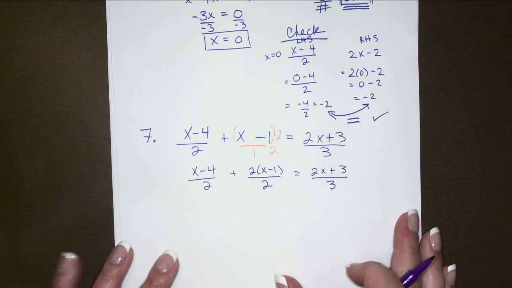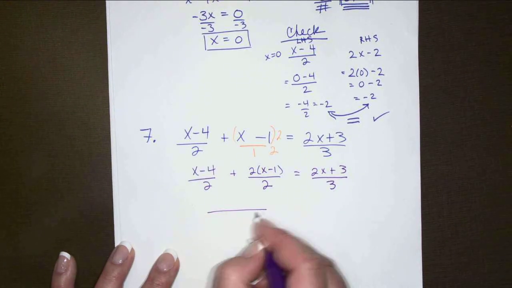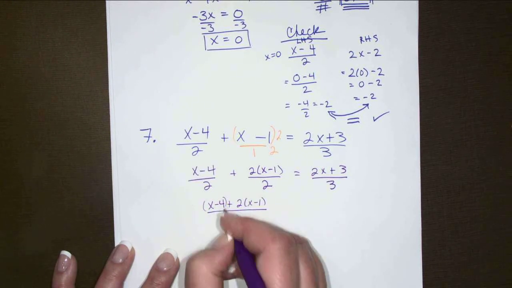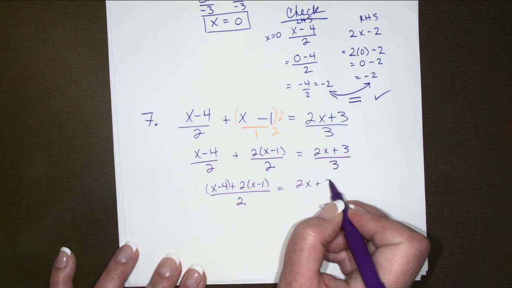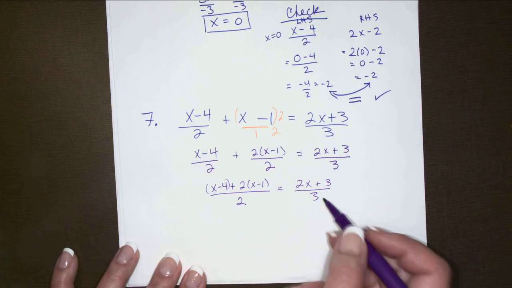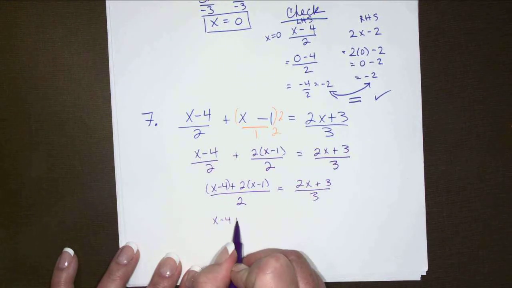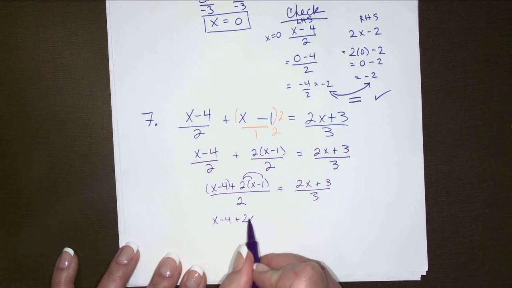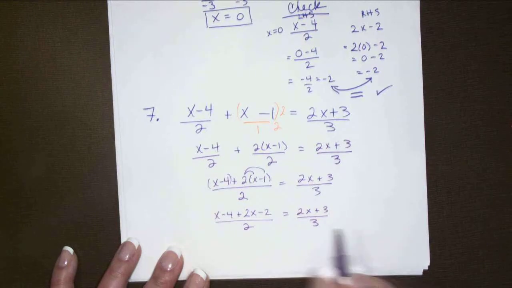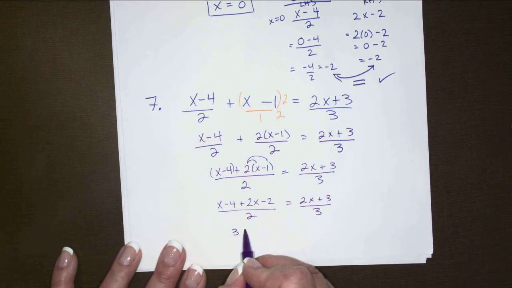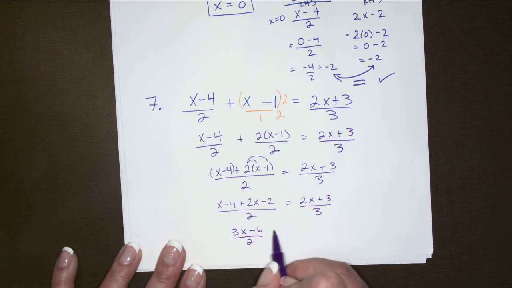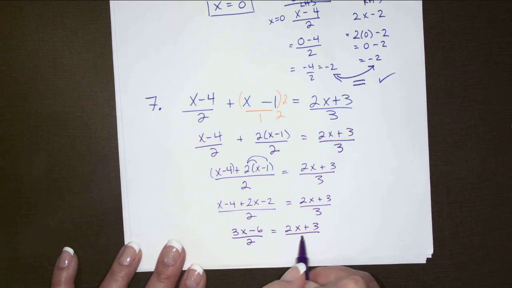Okay. So we still have 3 fractions. These two have the same denominator, so it can be written as 1. Each line has to be equal, so make sure you just keep rewriting that. Here we have x minus 4 plus 2x minus 2. x plus 2x, 3x, minus 4 minus 2, minus 6. And then we can cross multiply.